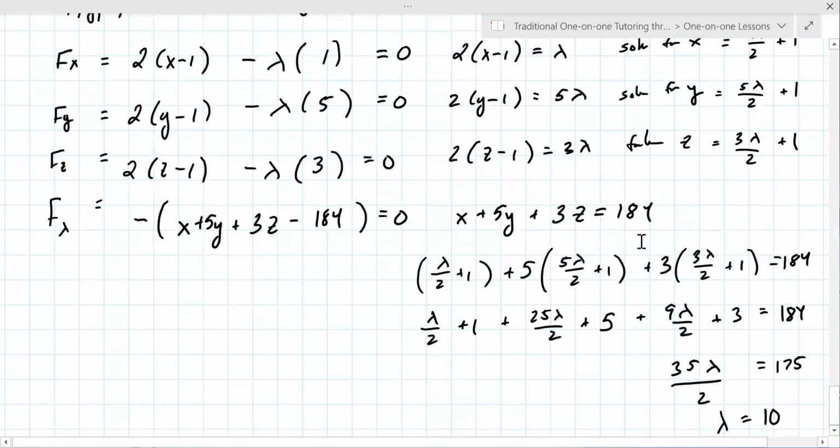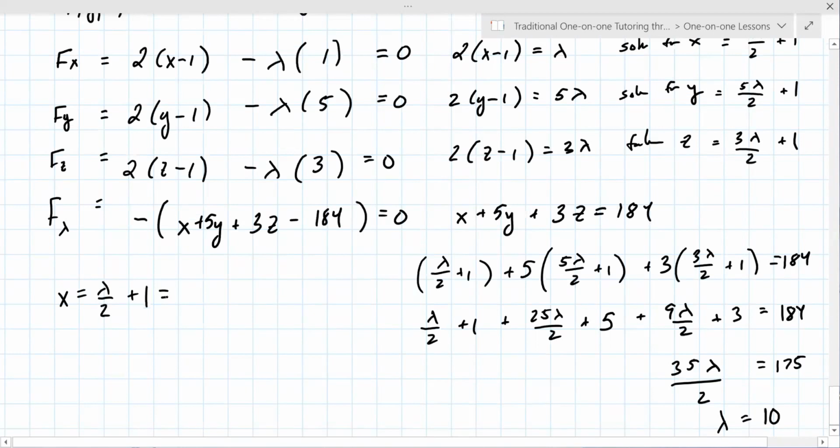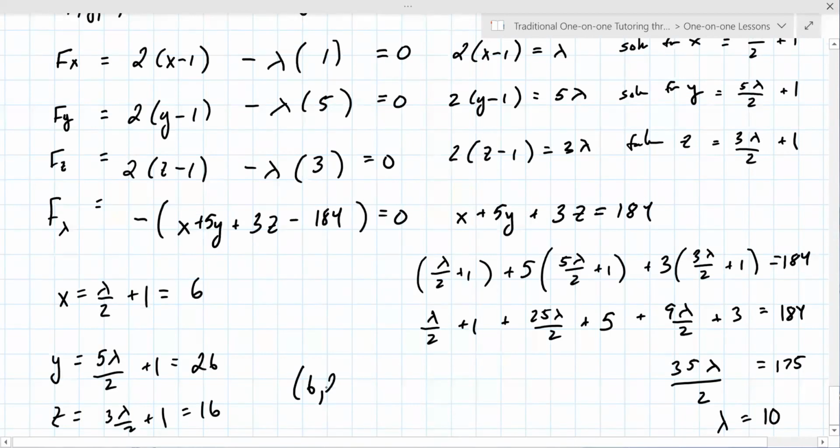Okay. So x is lambda over 2 plus 1. So that's 10 over 2, 5, plus 1 is 6. y is 5 lambda over 2 plus 1, so it looks like it's 26. And then z is 3 lambda over 2 plus 1, so it looks like 16. And we don't even have to check. I mean, we only got one, so you can just go with it.